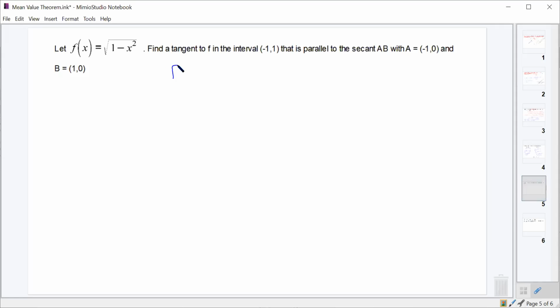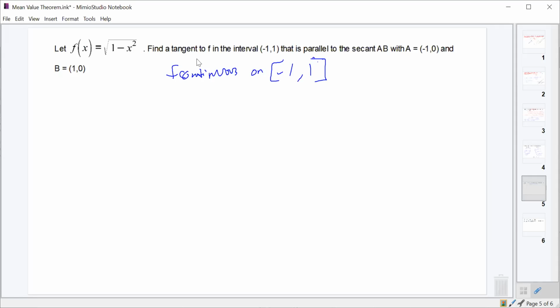We could say, is f continuous on -1 to 1? Should be, right? We should know what this looks like already. What does this look like? What does root 1 minus x squared look like? A turned parabola? Mm, a line? No.